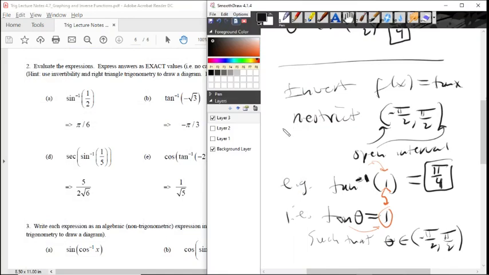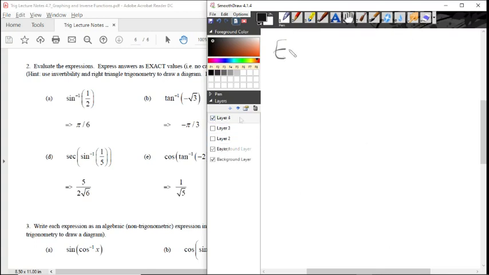Let's take a look at some examples of things maybe you have to do in your homework as well. We have lots of examples of this type that we could work on. How about evaluate the arcsine of 1/2? How do we do that?